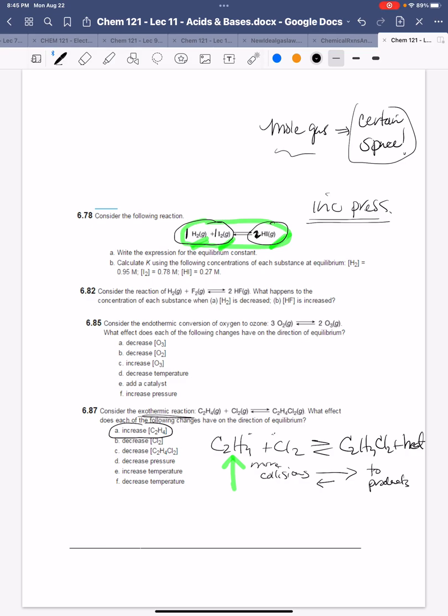So just remember, as we increase something, the equilibrium is always going to shift away from it. So we've increased this, so it's going to shift away to try to use up what you've added. And the opposite's true for decreasing. So I'm going to take this chlorine gas, rewrite this equation.